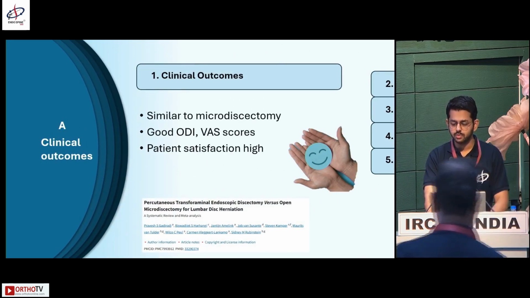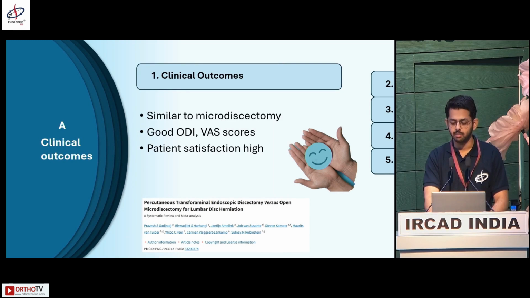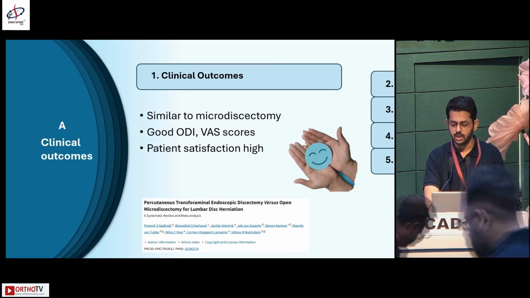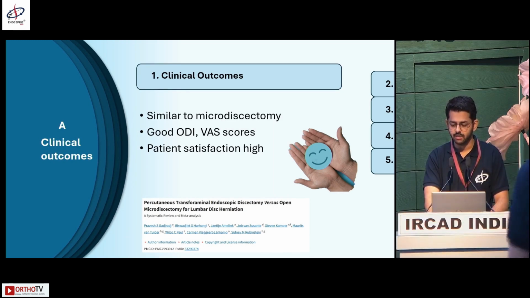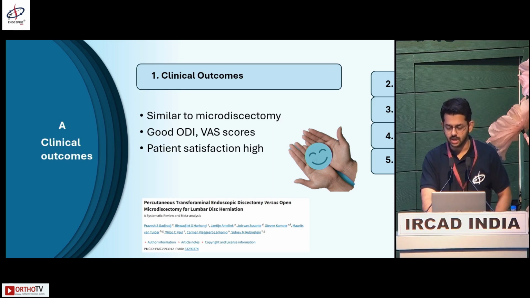So clinical outcomes for transforaminal endoscopy are generally comparable to microdiscectomy. Studies show good leg pain relief and functional improvement, especially in well-selected cases. ODI and VAS scores improve significantly and patient satisfaction is high. But these results are possible only on proper execution. Errors can quickly lead to suboptimal outcomes.